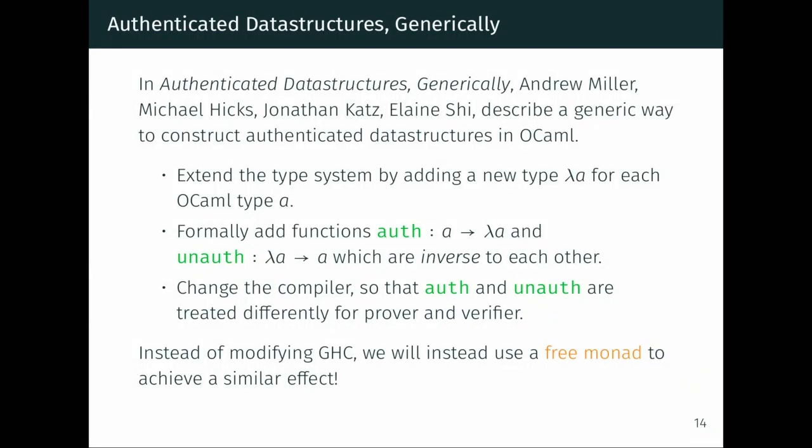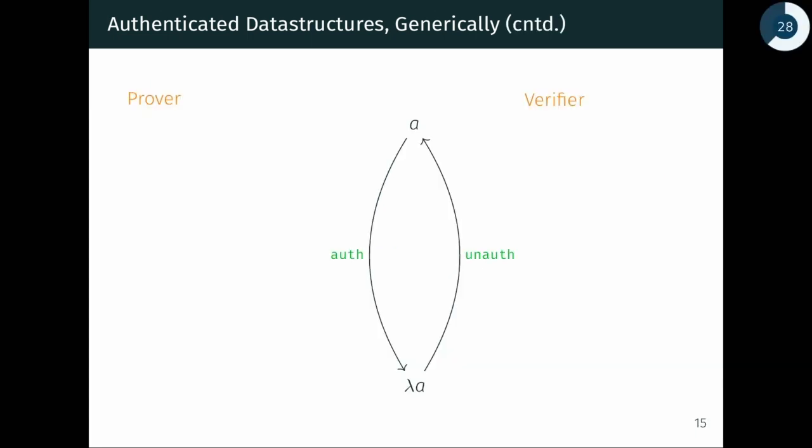And what I want to do is explain how you can do that, or something very similar, in Haskell without having to hack into the compiler. And I also want to use that as an example for free monads, but you could do it differently as well. It's just one way to implement this. So what's the idea? How does that work in OCaml? For every type, we have A and we have this lambda A and functions auth and unauth that morally at least are inverse to each other.